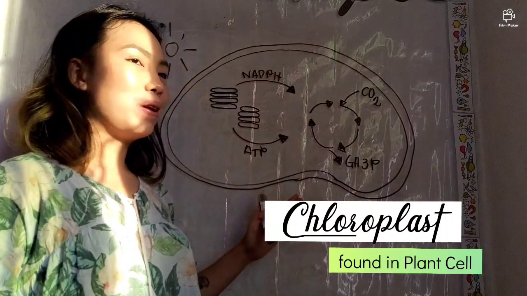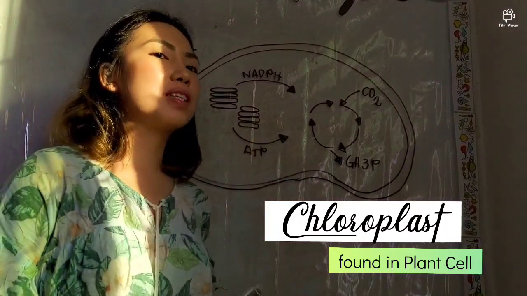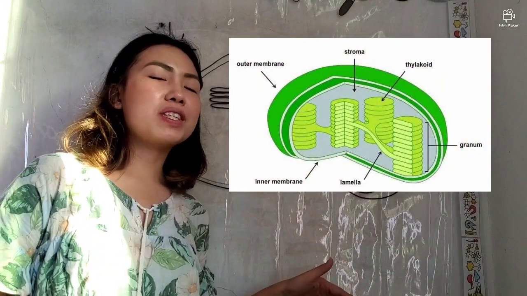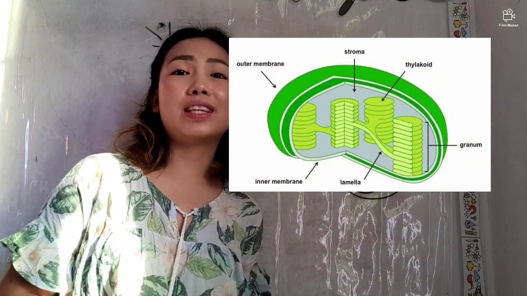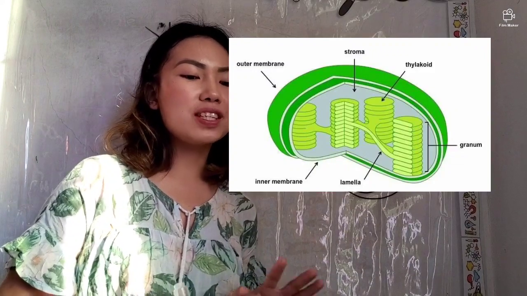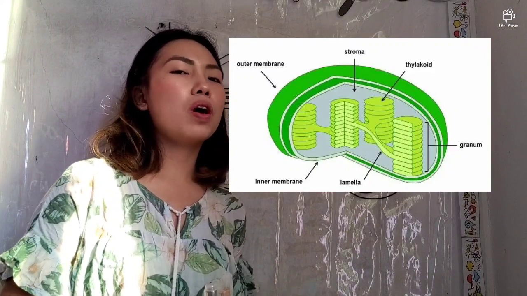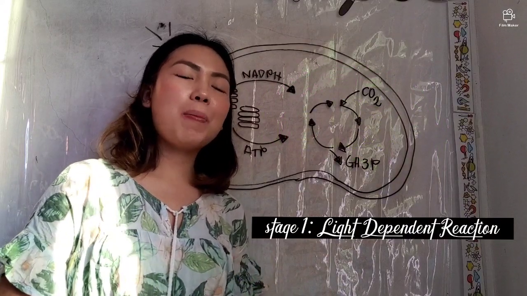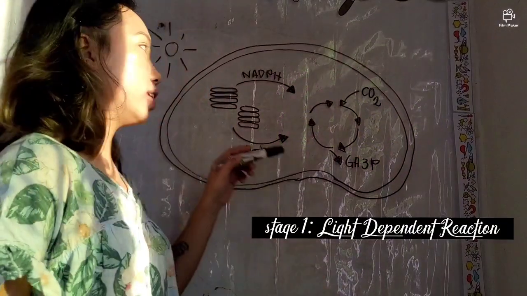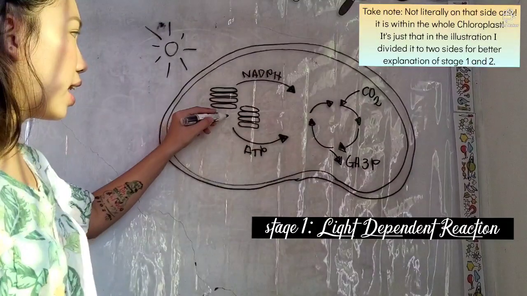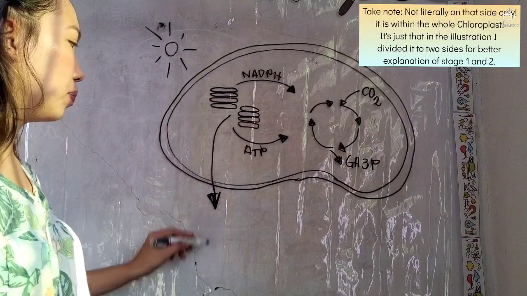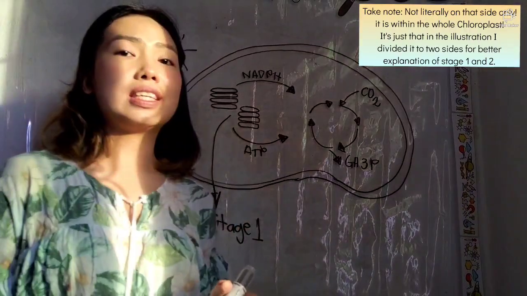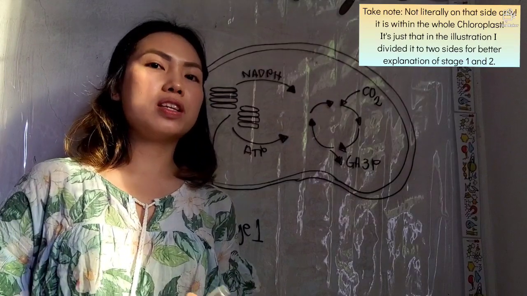So, this is our chloroplast. Inside the chloroplast, we will see this kind of figure. This figure is just to represent stages 1 and 2 of photosynthesis. So, let us focus first on stage 1. Stage 1 is called the light-dependent reaction. The light-dependent reaction happens on this side. So, this side is where stage 1 of photosynthesis happens.